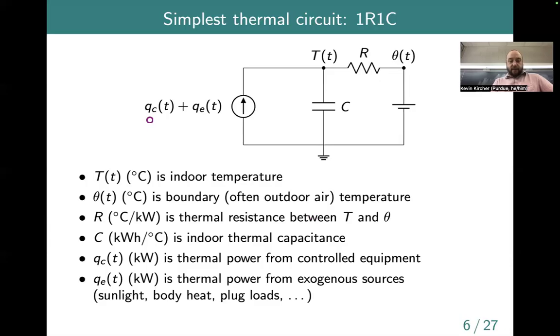And then these things here are basically current sources or heat sources. And so QC represents thermal power. So we would have units of kilowatts, but kilowatts of thermal energy rather than electrical energy. And this is basically what's coming from the heating or cooling equipment. So, what's coming out of that radiator in the back of the room. And then QE, it is not at all a sunny day today, but if it was, QE would basically represent the heat that's coming into the building from sunlight. But also it would be the heat that's coming off of energy dissipation from that projector, from our body heat and things like that.